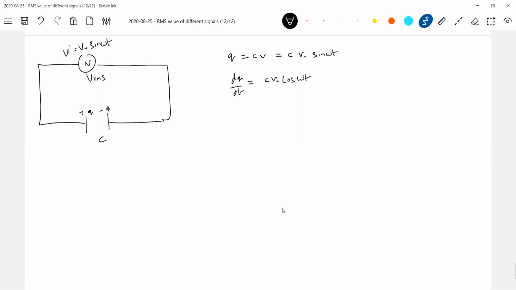So this dq by dt is the current I, which equals C V naught omega cos omega t, since the differentiation of sine is cos. I'll write this in the Ohm's law form by bringing in a quantity called Xc times cos omega t. What is Xc? Xc I write as 1 by omega C.